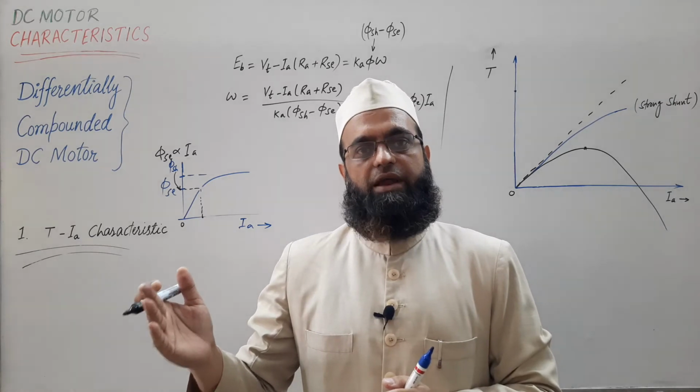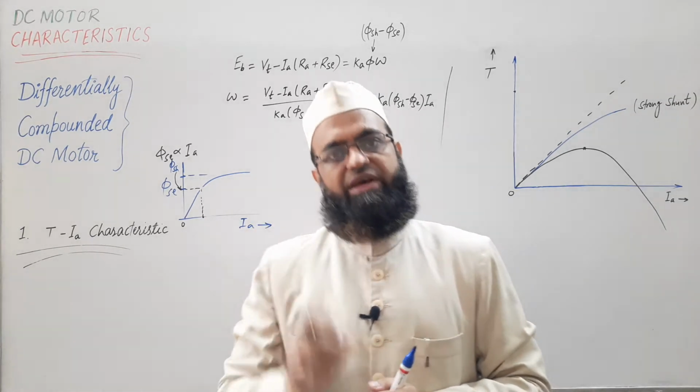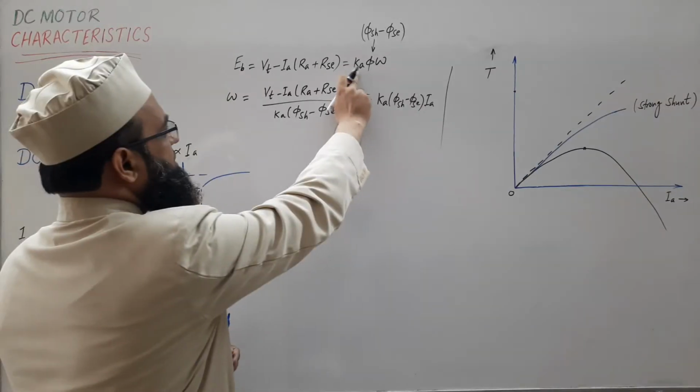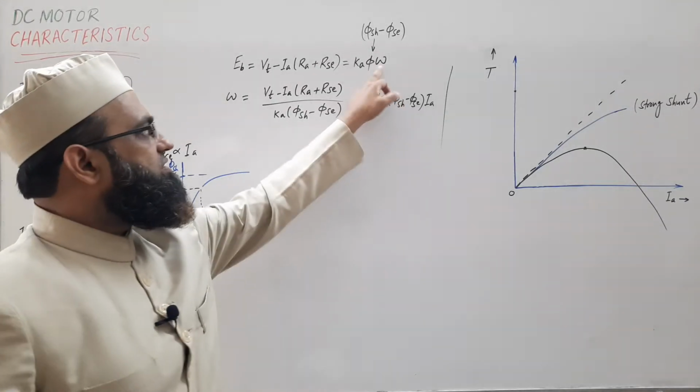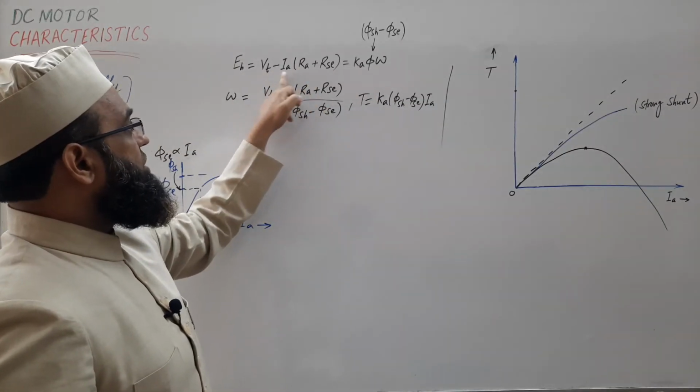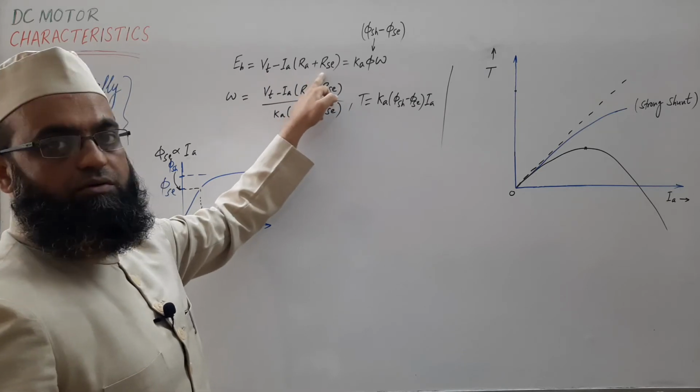So the moment when the speed becomes 0, Eb becomes 0, because we know that Eb is nothing but this times the speed. So once the speed is 0, Eb will be 0. Once Eb is 0, what will be the armature current? Vt upon Ra plus Rac.